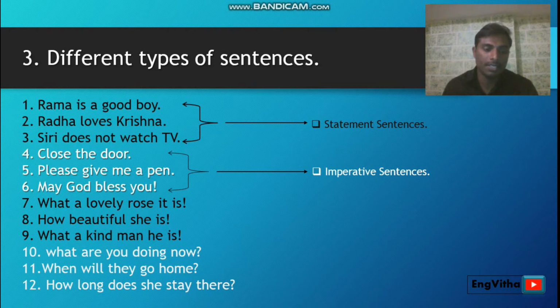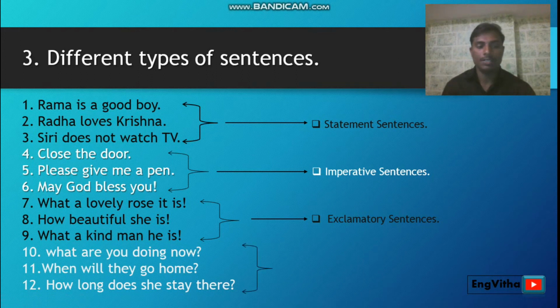These kind of sentences can be used in a situation where a strong feeling hits you. So these come under the category called exclamatory sentences. So let us go for the remaining ones, from 10th to 12th.